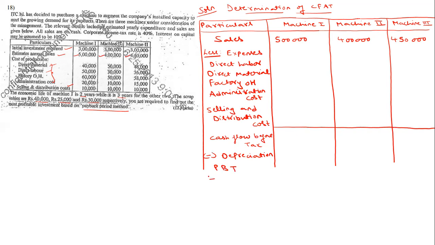And then you will be deducting the tax at the rate. In this question they have mentioned tax at the rate of, let us see, where is that? Yeah, it is here, tax at 40%. When you deduct the tax, you will be getting PAT, profit after tax, and certainly you will be adding back the depreciation to get CFAT.